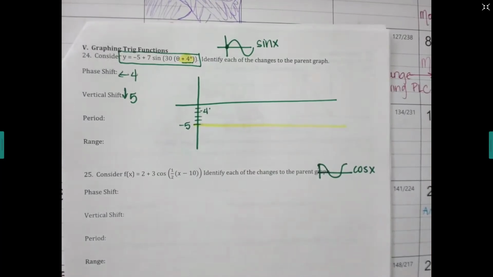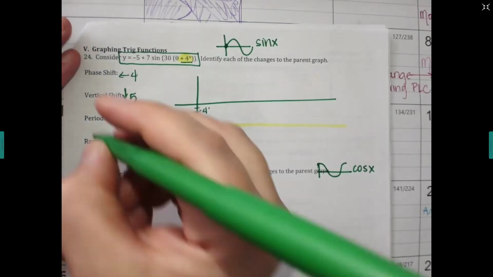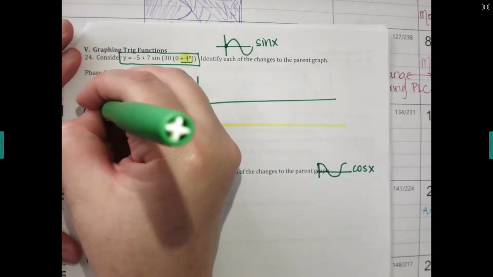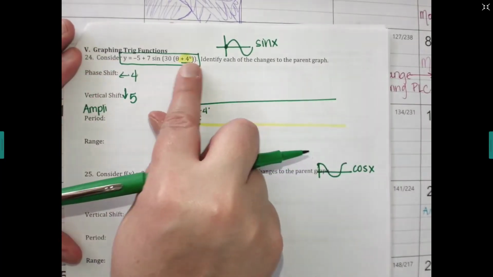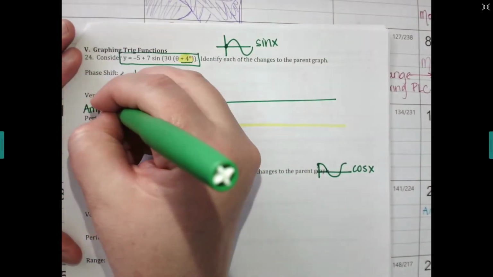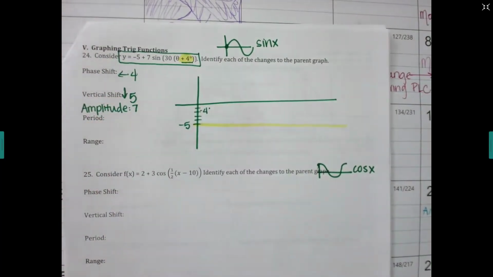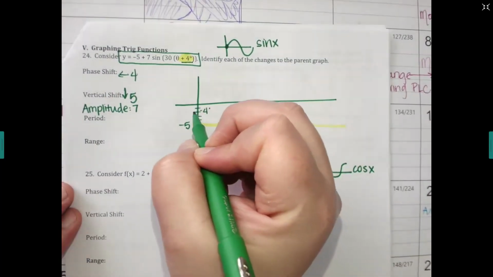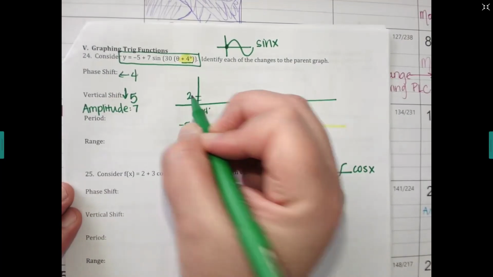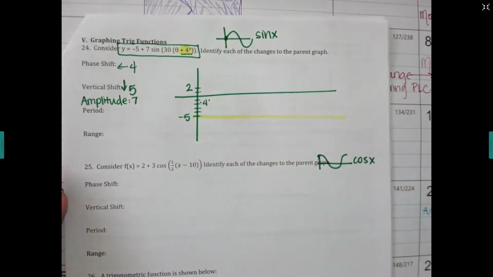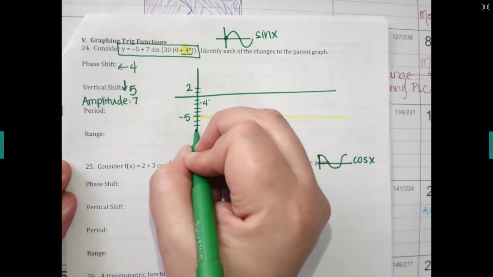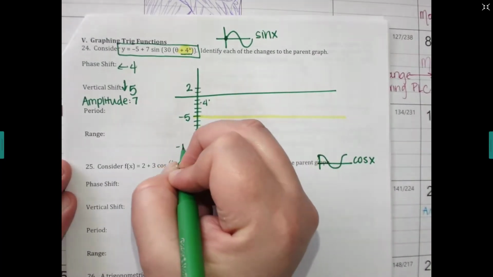Okay, which number tells me the amplitude? Hint, it's not the 4 and it's not the 5 because we already used those. It is the 7. Very good. So the 7 is going to tell me how tall the wave is. So I'm going to start at -5. I'm going to go up 7 and then down 7 and mark the top and bottom of my wave. So this would be 1, 2, 3, 4, 5, 6, 7. My top is a 2. Then 1, 2, 3, 4, 5, 6, 7. My bottom is a -12.